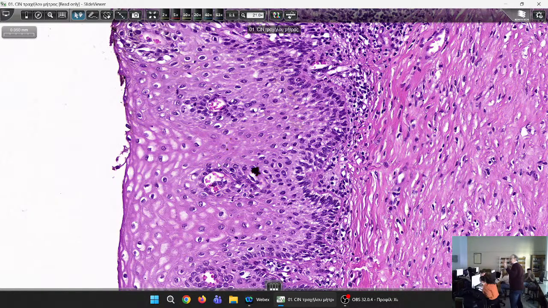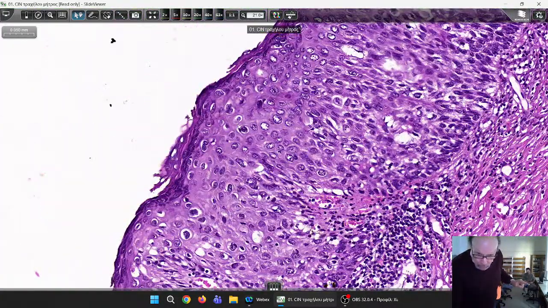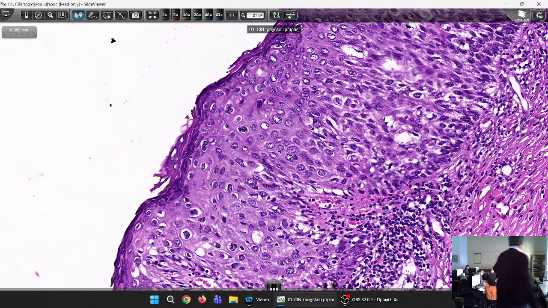So, in this area, you might say that, have a look at the parabasal cells. There is somehow a loss of their orientation as they go up. That means there is not a very definite polarization of the nuclei as they go up. So this is consistent with low-grade dysplasia. However, this area here, where we have increased nuclear cytoplasmic ratio, is compatible with high-grade dysplasia.